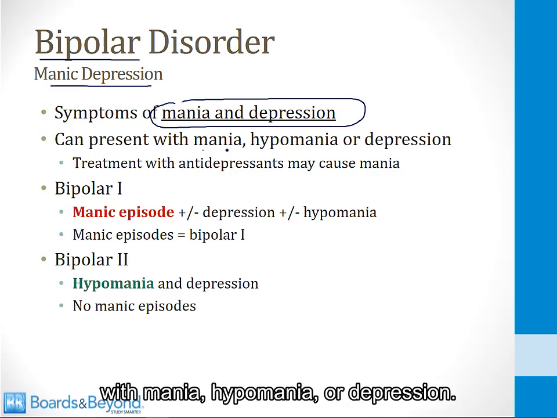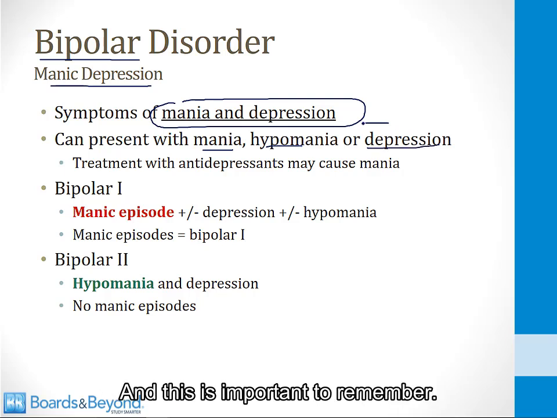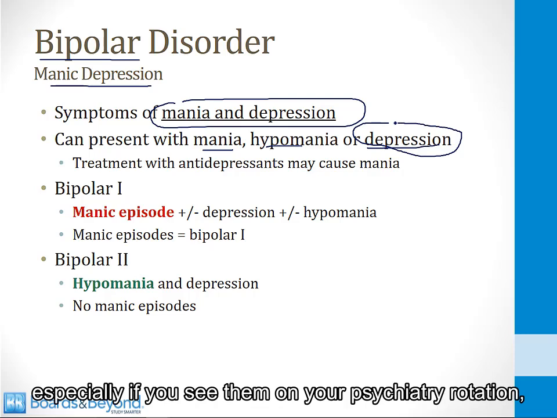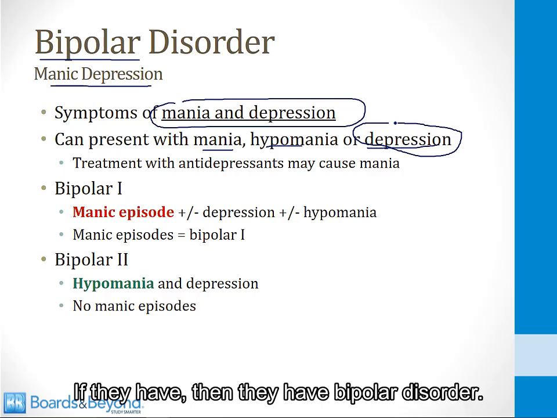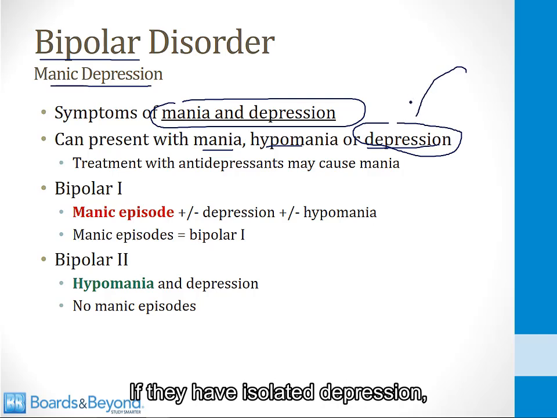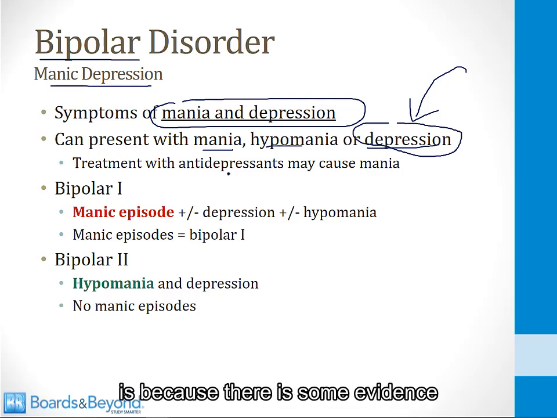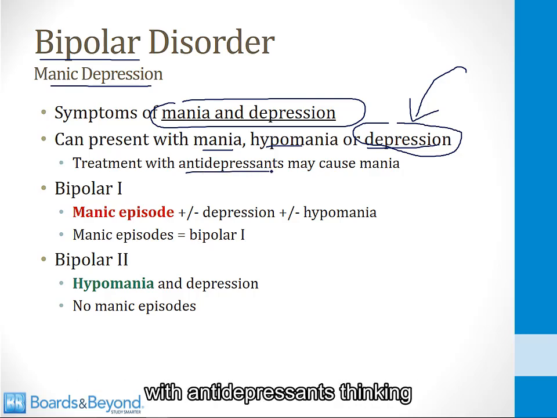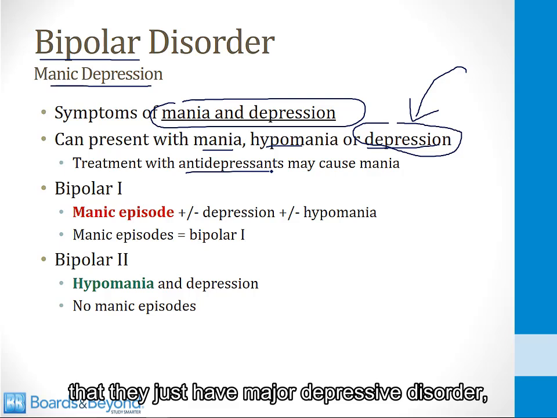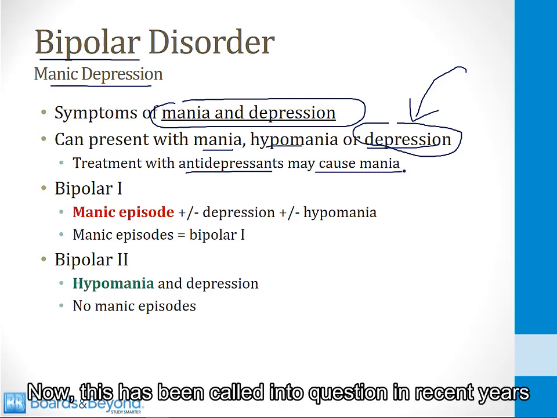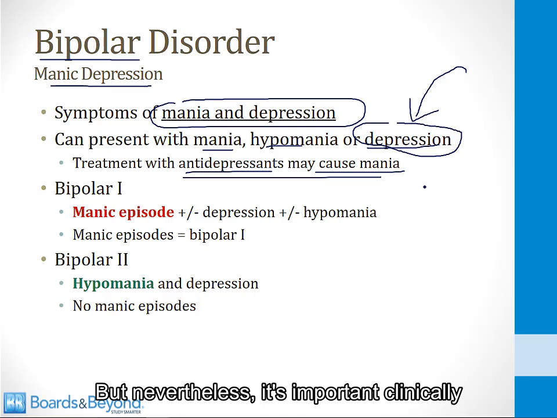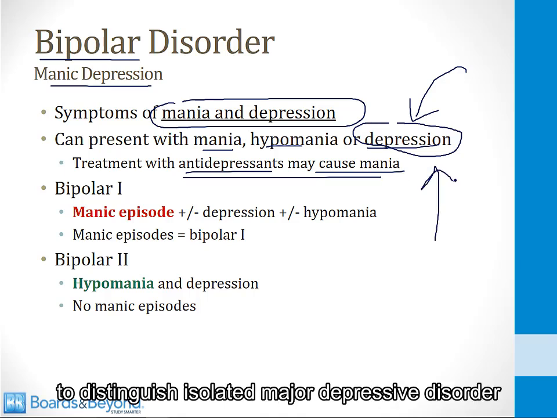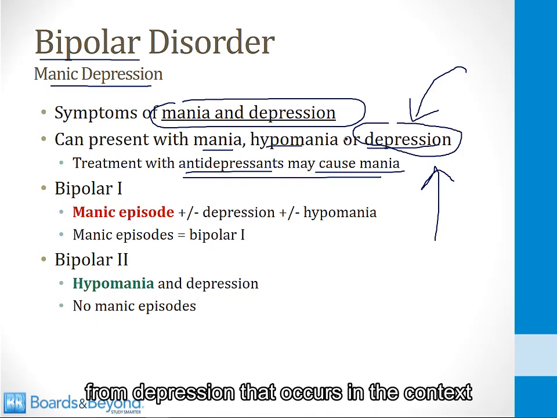Bipolar disorder can present with mania, hypomania, or depression, and this is important to remember. When a patient shows up with depression, especially if you see them on your psychiatry rotation, you have to ask them very carefully if they've ever had mania. If they have, then they have bipolar disorder. If they have isolated depression, then they have major depressive disorder. The reason this is important is because there is some evidence that if you treat patients with bipolar disorder with antidepressants, thinking that they just have major depressive disorder, that may potentially cause mania. Now, this has been called into question in recent years, how likely antidepressants are to cause mania, but nevertheless, it's important clinically to distinguish isolated major depressive disorder from depression that occurs in the context of a person with bipolar disorder.